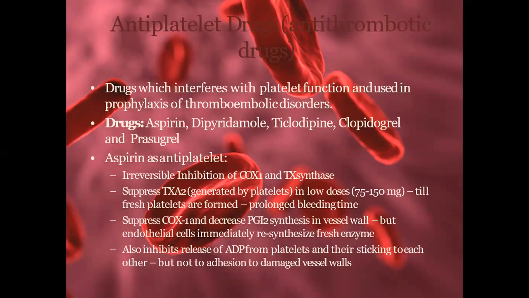Aspirin as an antiplatelet drug. This is an irreversible inhibition. This mainly acts as an irreversible inhibition of COX-1 and TX synthase, by inactivating them irreversibly. So aspirin inhibits COX-1 and TX synthase, and this also suppresses the TXA2, which is generated by platelets, in low doses till fresh platelets are formed, prolonging bleeding time.